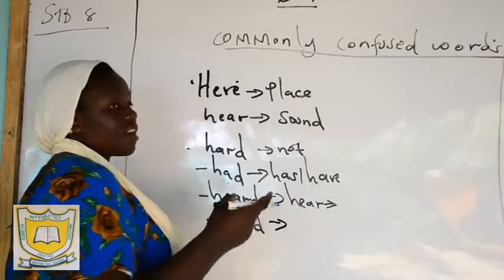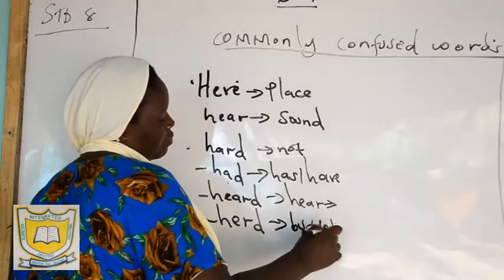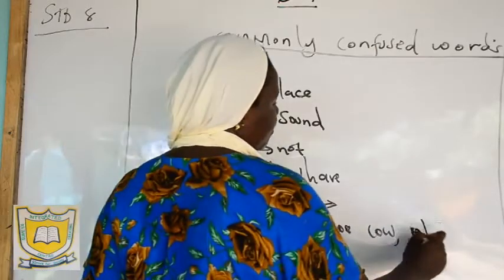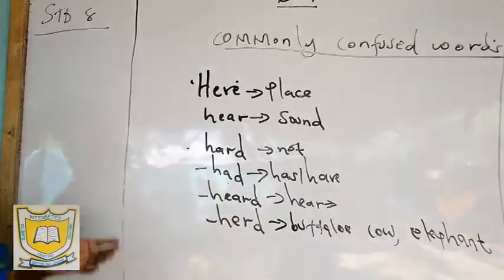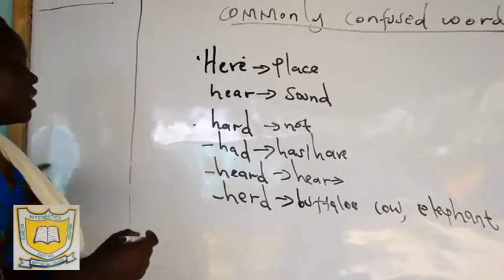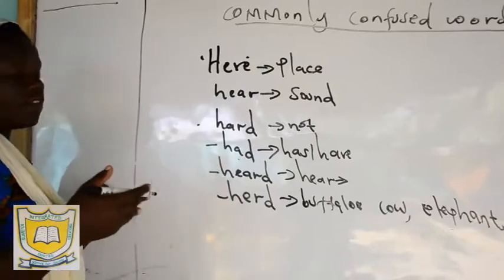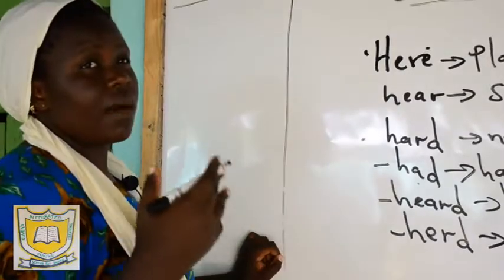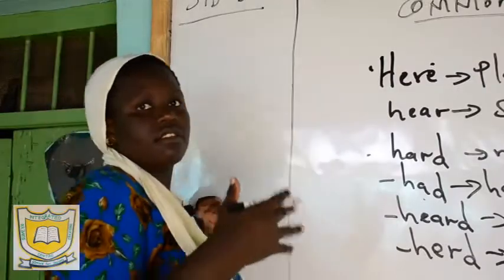And then herd is a collective noun, which means a group of buffaloes, or a group of cows, or elephants. You can say, on the way I saw a herd of cattle grazing. When we use collective nouns, it depends on whether the objects in the group are being referred to individually or as a group. Which means you can use a singular helping verb or a plural helping verb, depending on what the sentence is talking about.